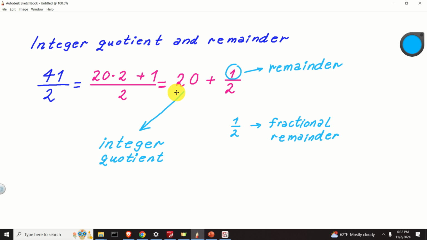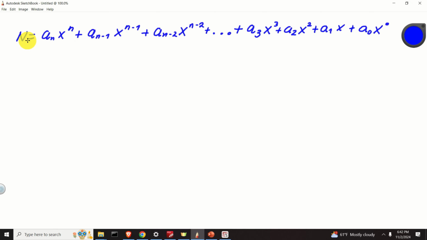The integer quotient in this case is 20, the remainder is 1, and 1 over 2 is the fractional remainder. Let's derive the general procedure. We start from this expression.